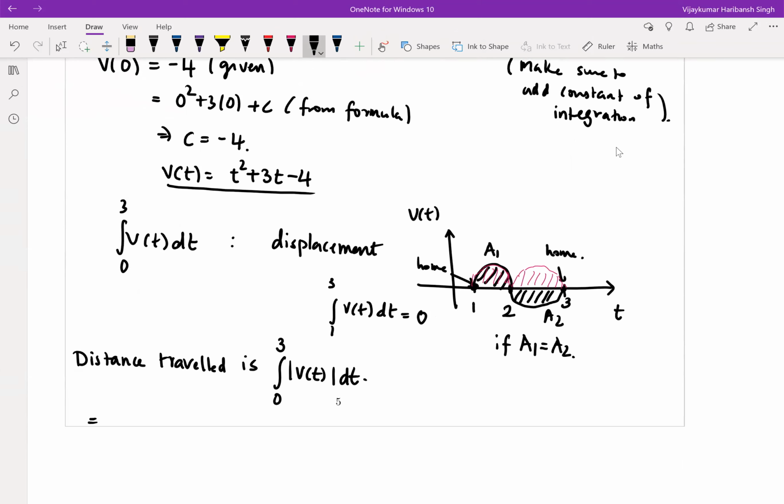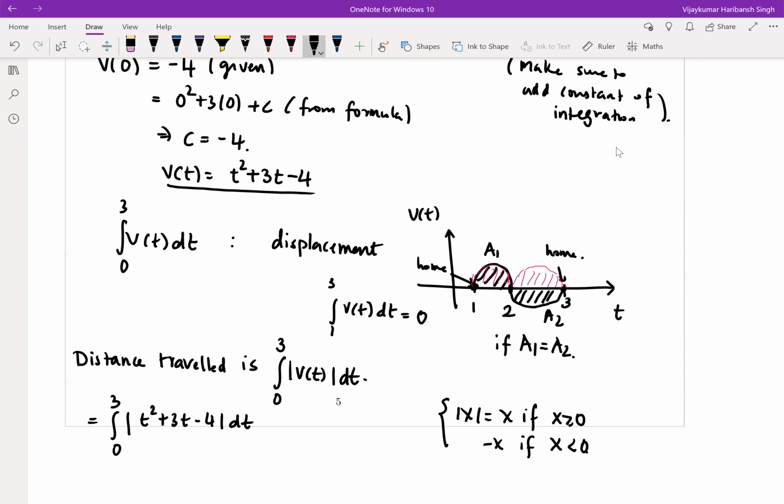Now note that when you have to integrate the absolute value, you want to get rid of this absolute value sign, right? So how do we get rid of it? Recall the absolute value of x is equal to x if x is greater than or equal to 0, and minus x if x is less than 0. So we need to determine when the velocity is positive or negative. So we have the integral from 0 to 3 of the absolute value of t square plus 3t minus 4 dt.